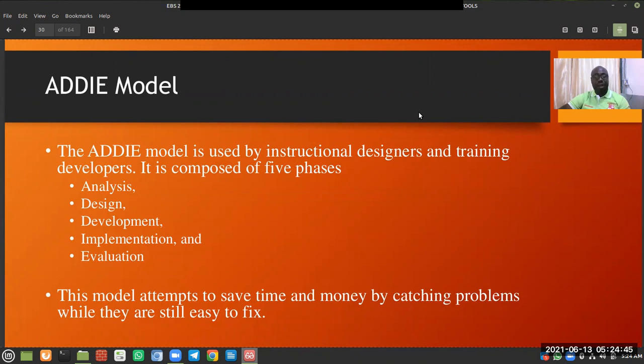The A stands for analysis. The D stands for design. The other D stands for development. The I is for implementation. And then the E for evaluation. This model attempts to save time and money by catching problems whilst they are still easy to fix.